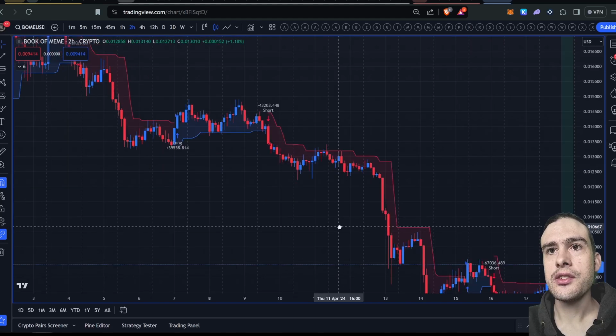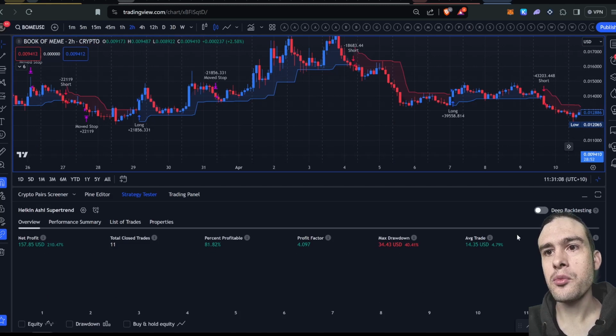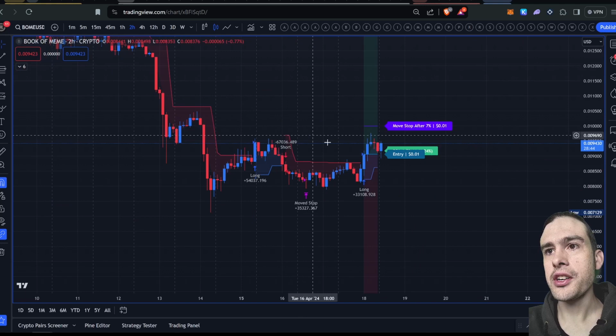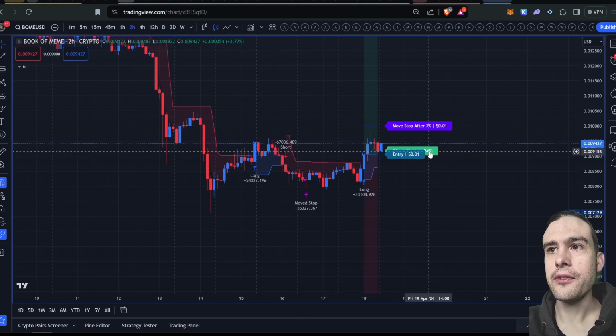So this uses the Heikin-Ashi Supertrend. And you can see that if we have a look at the strategy tester, 81% win rate, which is pretty nice, to be honest. So it's captured some really nice moves. Currently in a long position. And yeah, I just put like $75 into this and then put it up to 4x leverage.